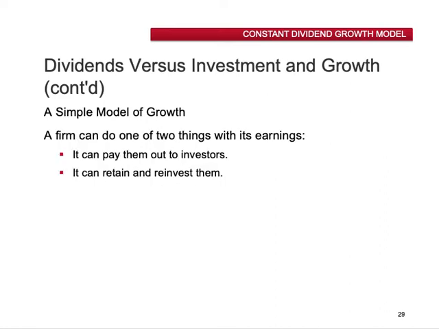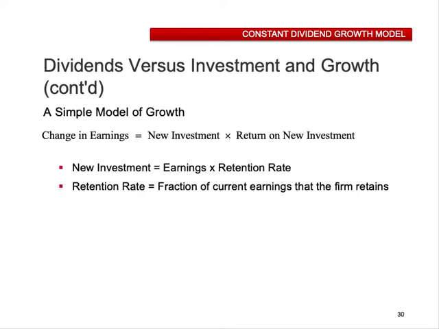In the dividend discount model, earnings play an important role. Now, a firm can do one of two things with its earnings. It can either pay the earnings out to investors, or it can retain the earnings and reinvest it in the firm. Now, the dividend discount model with growth assumes that earnings can only change as a result of new investment from retained earnings and the return on that new investment.